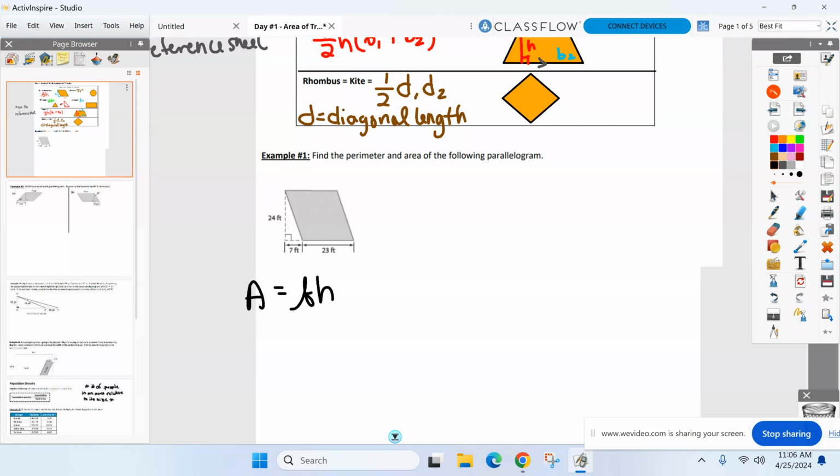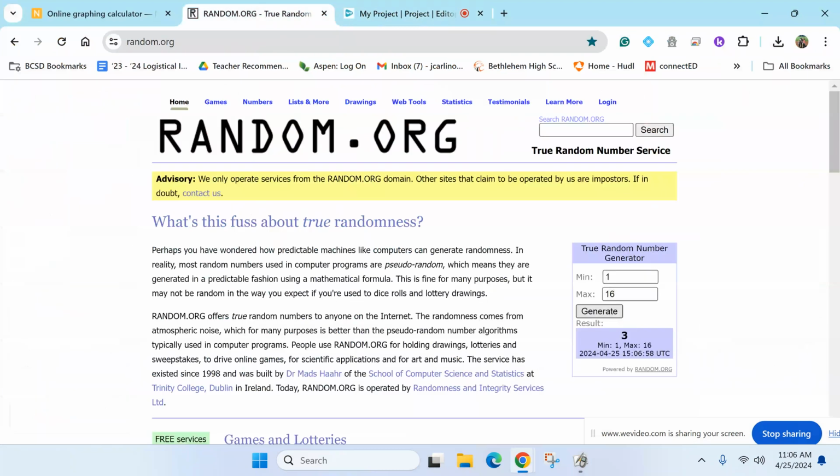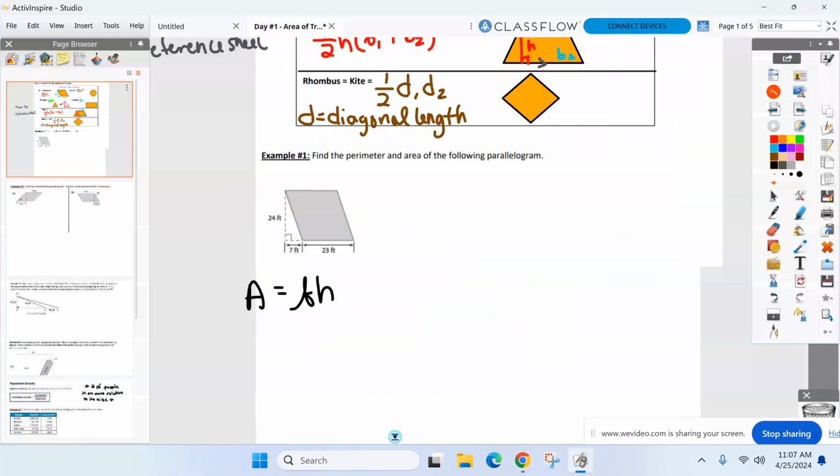Which one are you confident in right now? Give me one that you are confident in, and where does it go? Aiden, give me one you're confident in. Height is 24. That's what everyone's confident in. Yep, 24. Now the question is, where's the base?